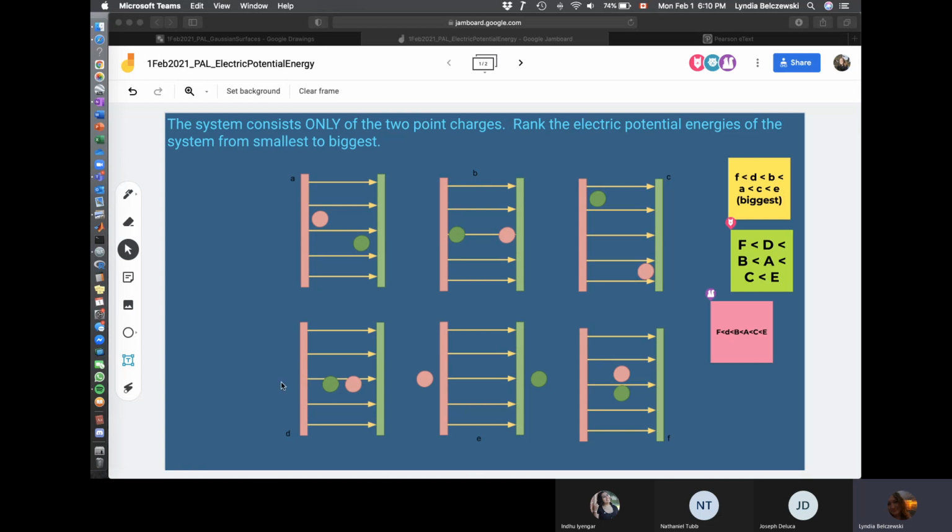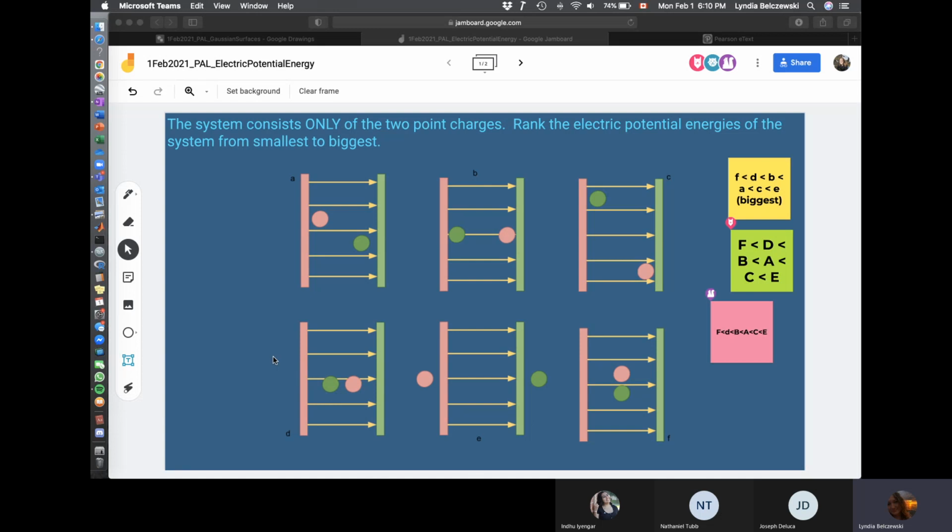We have D as the second smallest. So, yep, the charges are also very close together. D and F could almost be the same. Maybe technically the two charges in D are a little bit further apart, but not considering the external electric field. Yeah, those two have very small potential energies of the system.